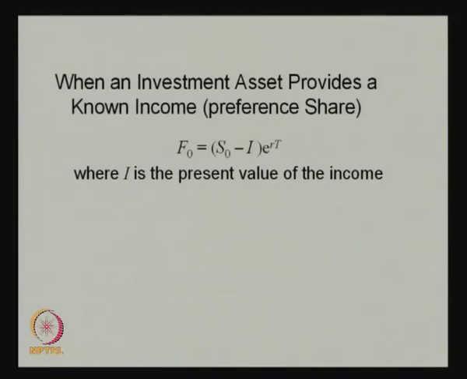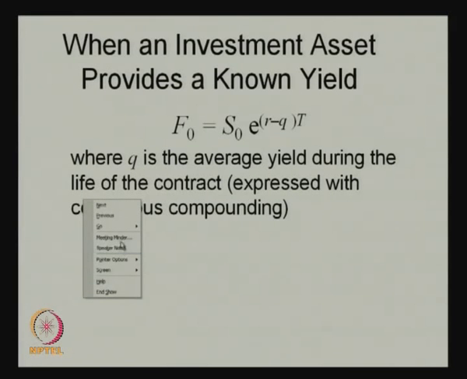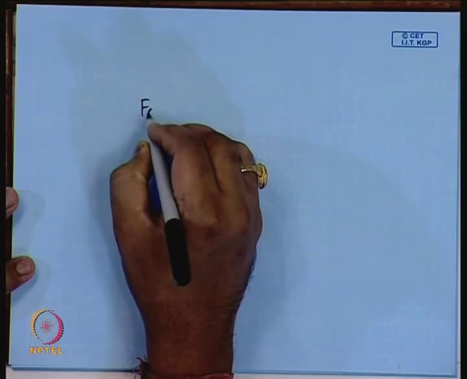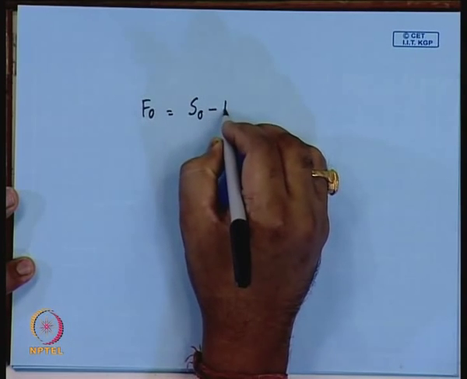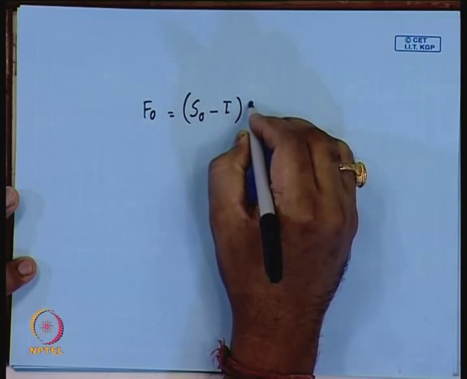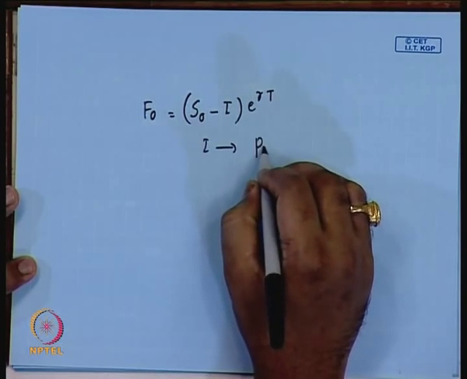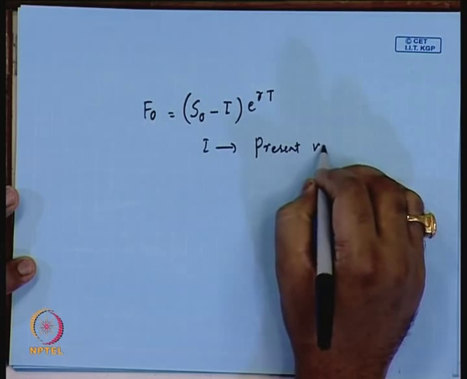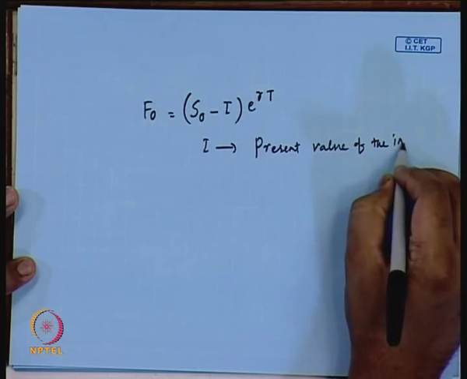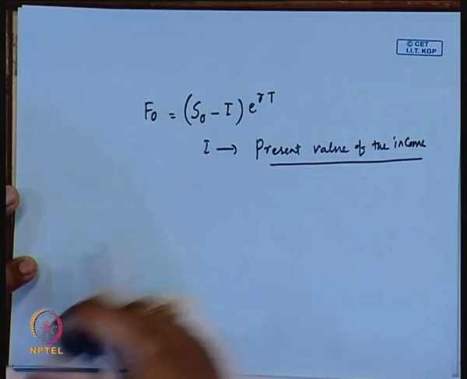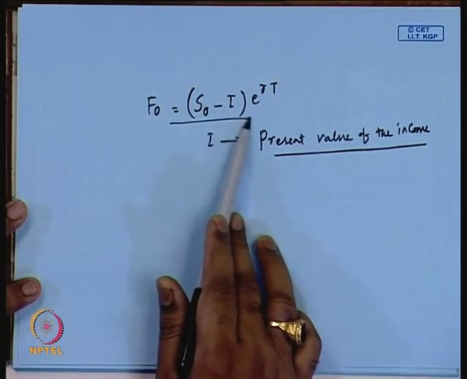So, if you know this known income, then how is the pricing done? The pricing is done in this way. Here your F0 is equal to (S0 minus I) e to the power rT. What does this I represent? The I basically represents the present value of the income. So, if the future instrument is derived from a particular asset from which we know how much return we are going to get, or a fixed amount of return at a regular interval we are expecting, then this valuation can be done in this way.